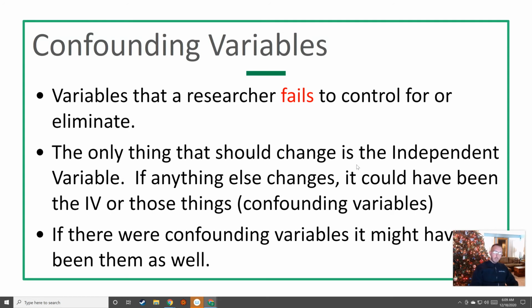Okay, probably the most important term in all of experimental design is confounding variables. These are things we don't want. These are variables that a researcher fails to control for or to eliminate. These are things that are different between the experimental and the control group. Now, the only thing that should change is the independent variable. If anything else changes, it could have been the independent variable that had the impact, or it could have been one of those confounding variables.